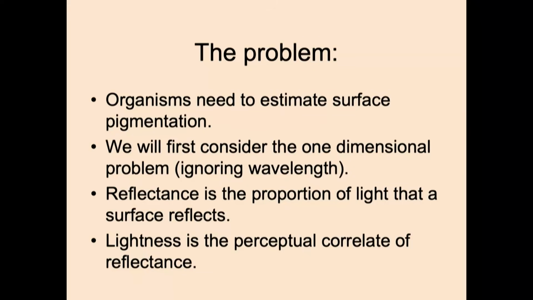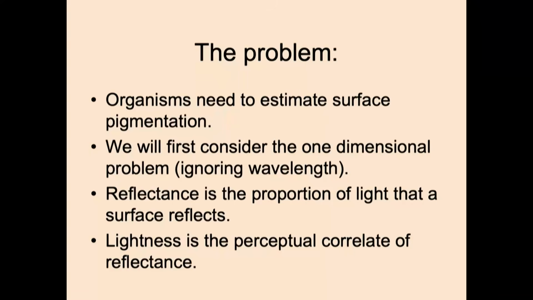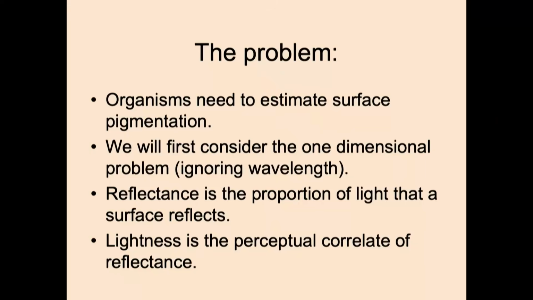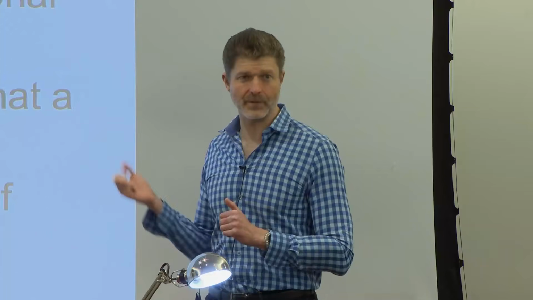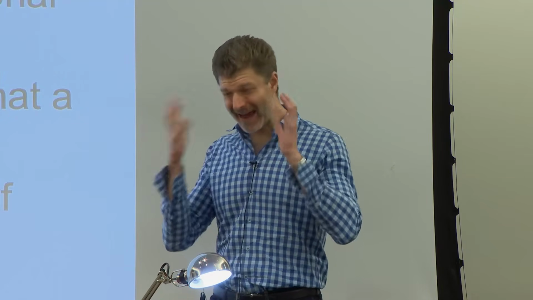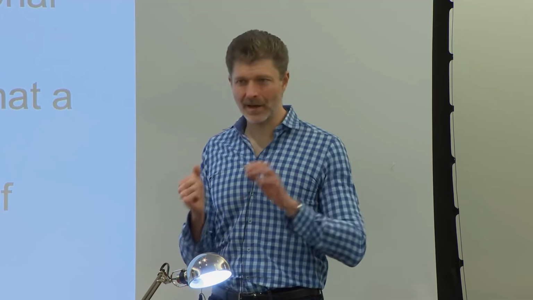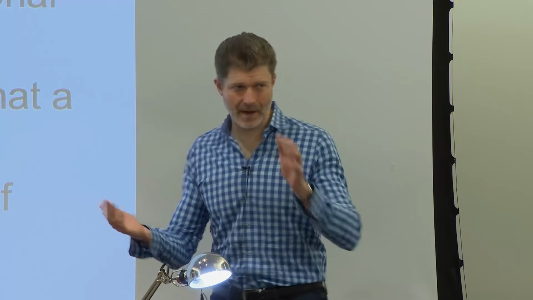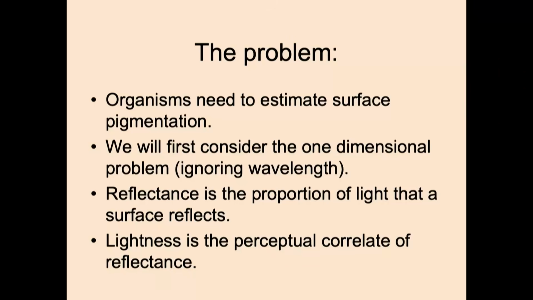Lightness perception really is the one-dimensional problem. So we're going to first consider the problem ignoring wavelength and just talk about the problem of estimating what we call reflectance, which we define as the proportion of light that a surface reflects. This would be like a world where everything was on the continuum between black and white. The term lightness is used to refer to the perceptual correlate of reflectance. It's our estimate, inside our heads, of the extent to which something is white, black, gray, dark gray, etc.